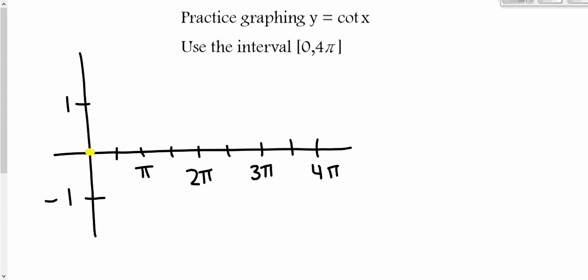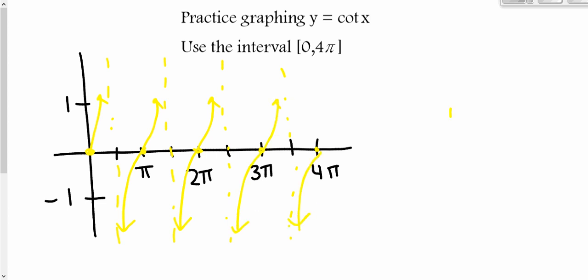Tangent went through (0, 0), had an asymptote at pi over 2, alternating zeros and asymptotes. So that was what tangent looks like. Tangent's in yellow. So let's go ahead and do cotangent. Everywhere tangent was 0, cotangent is undefined. So everywhere tangent has a 0, cotangent has a vertical asymptote.